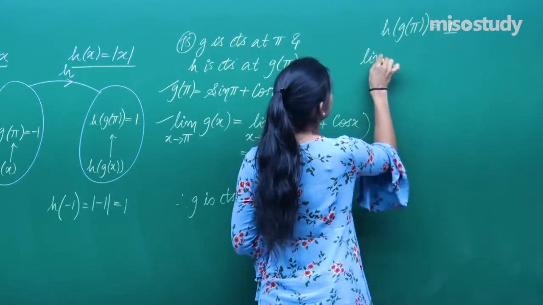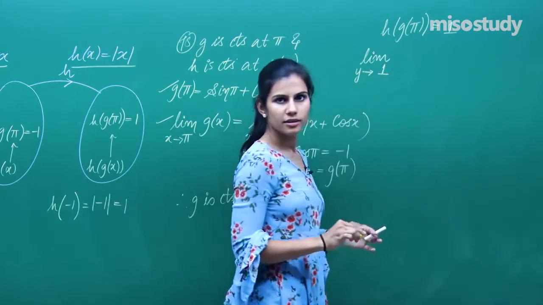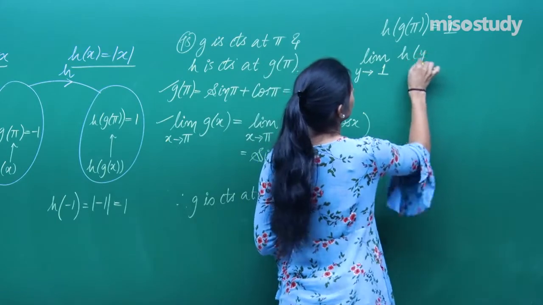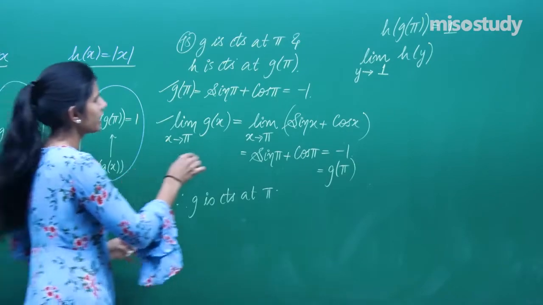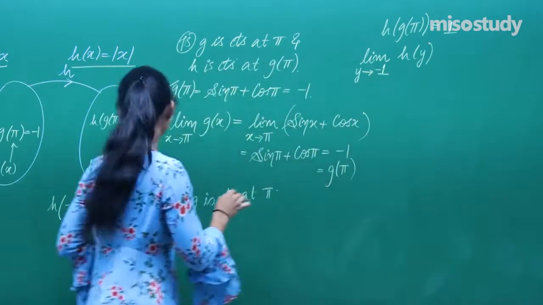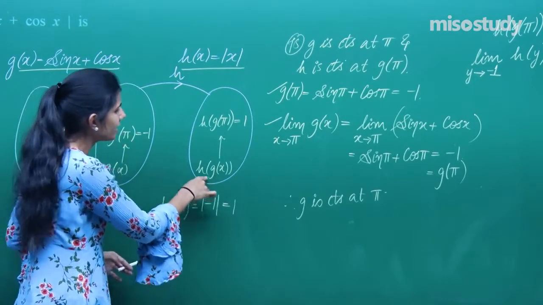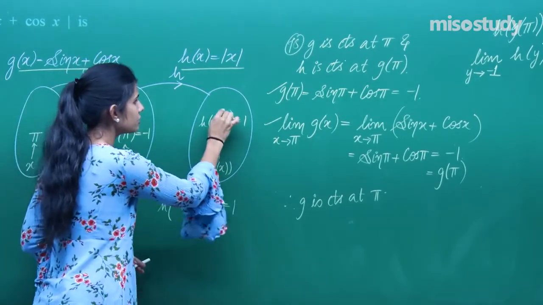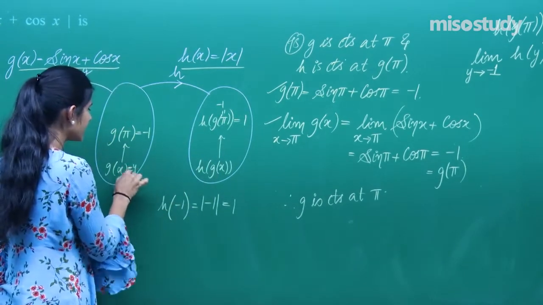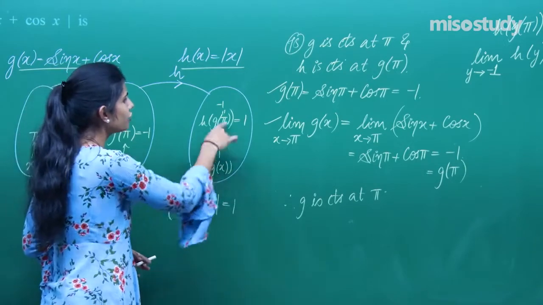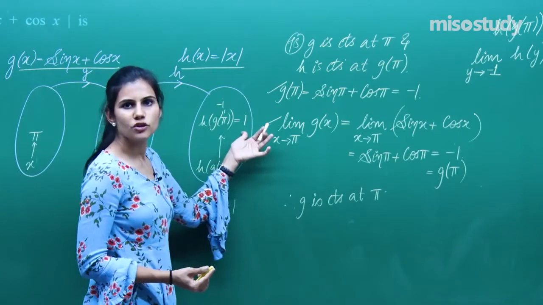Let's see what is limit y tends to G of pi, H of y. This is minus 1 actually. What I am trying to say is, as y is approaching minus 1, H of y should approach H of minus 1, because this G of pi is minus 1. H of minus 1 is my aim. H of minus 1 is what is H of G of pi, which is 1.